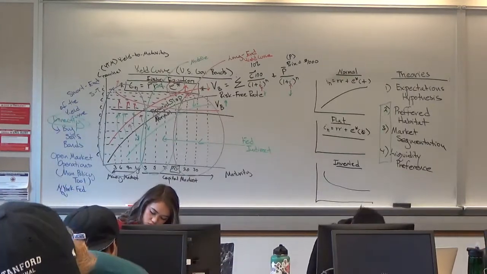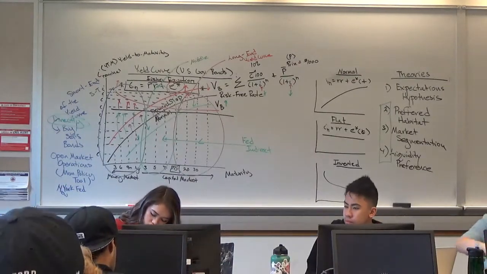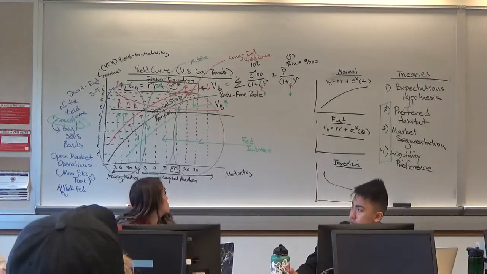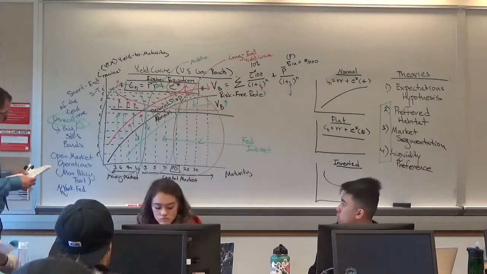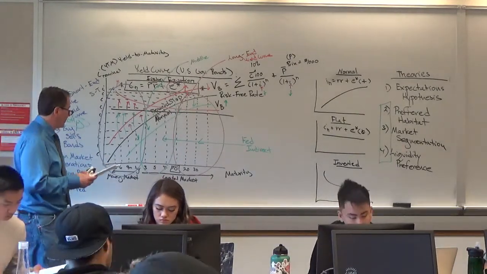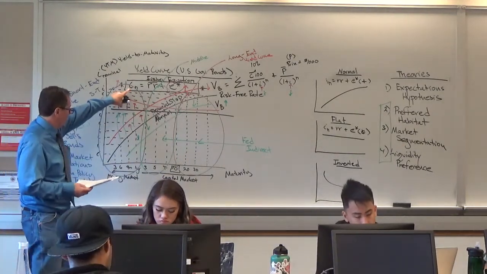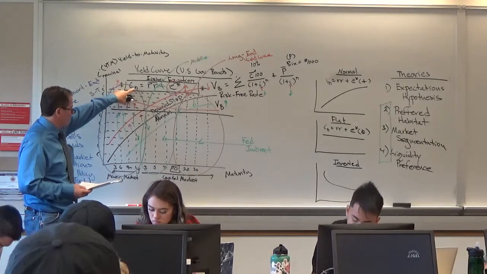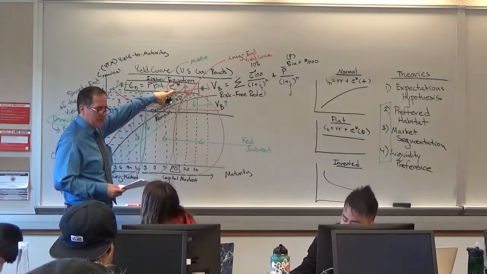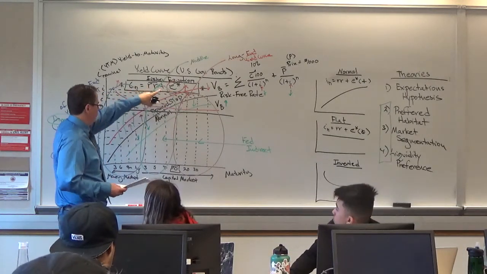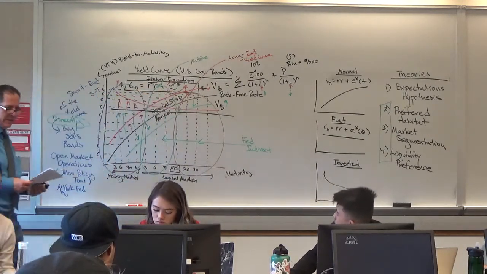When you draw these out, put as much detail in there as possible. I'll try not to go too fast. So the first question is using the Fisher equation, which is right here. That's i_n equals the real rate plus inflation expectations. Okay, so at some point you're going to need to write that out.